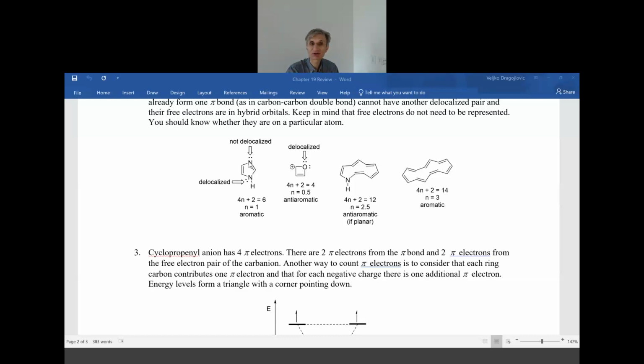Electron pairs in hybrid orbitals are not delocalized. That means that only one is delocalized, the other is not. So one counts towards the number of pi and p electrons. And so we have this electron pair, 2, and then 2 pi bonds, 4, 6. So 4n plus 2 equals 6. We saw that for n, Huckel number n is 1, and that means this compound is aromatic.